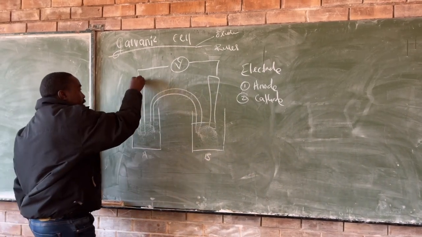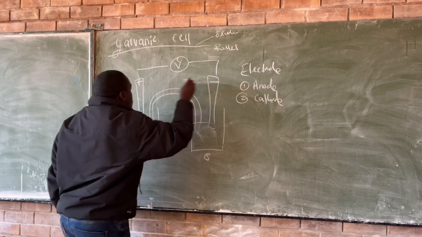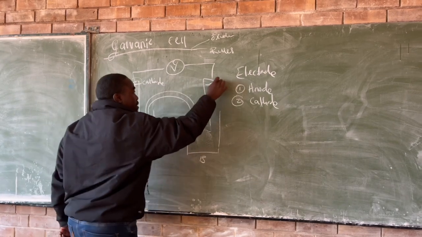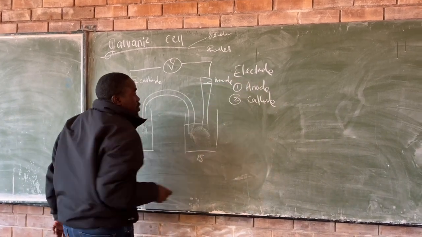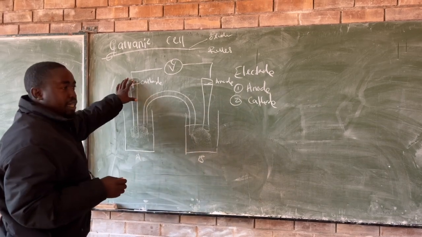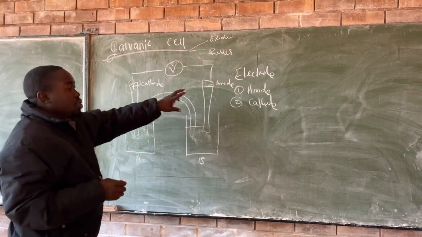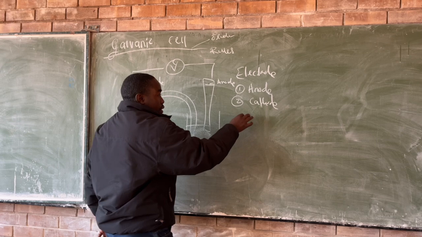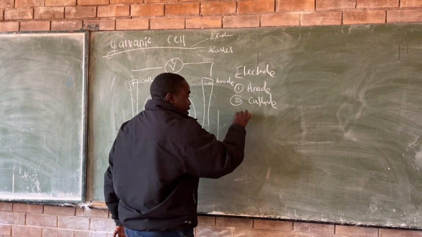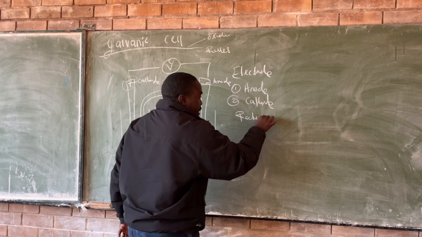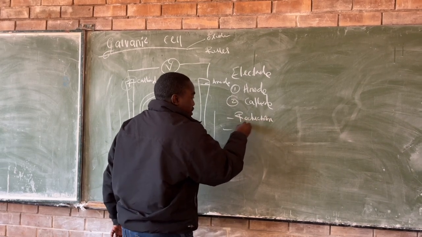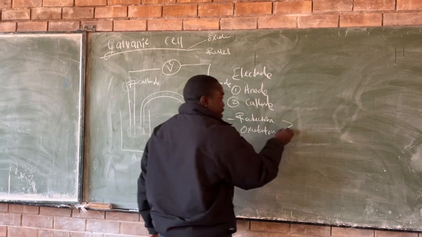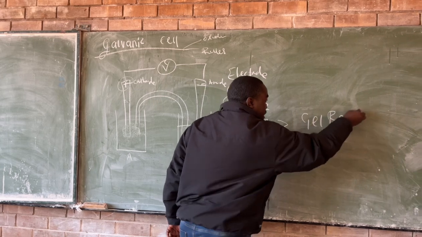So if we say this is the positive and this is the negative, then this is the cathode, and then this is the what? This is the anode. Then there is a reaction that takes place on the cathode, and also we have a reaction that takes place on the what? On the anode. Okay? So then we have a reaction, then beside reduction, we have the what? We have the oxidation.